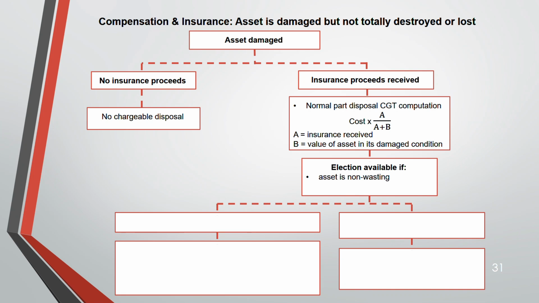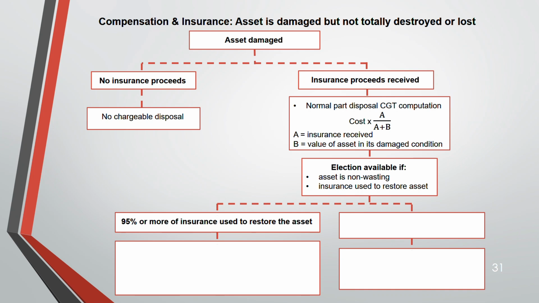You can make an election. If the asset is non-wasting, insurance used to restore the asset. Remember, non-wasting means what? What is wasting? You can't forget all these terms when you come here, okay? So in case you forgot, go back to my lecture and check what is wasting, non-wasting and all. Okay, when an asset is non-wasting and insurance used to restore the asset, then you can make an election.